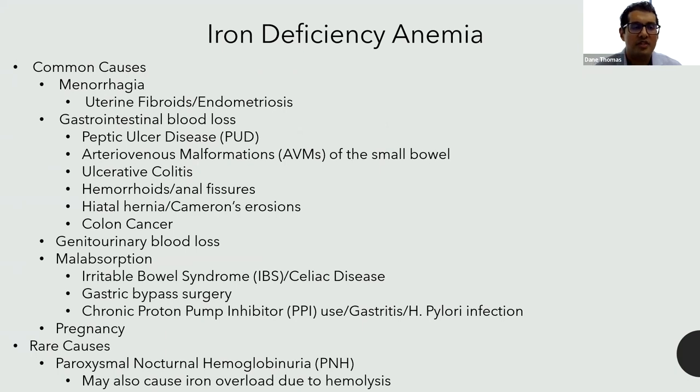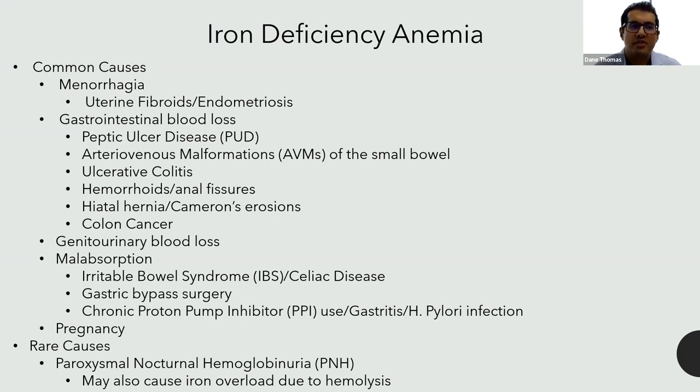Common causes of iron deficiency are many. First one that's mentioned here is menorrhagia, which can be secondary to uterine fibroids or endometriosis. Gastrointestinal blood loss, which can be secondary to multiple different medical issues, including peptic ulcer disease, arteriovenous malformations or AVMs of the small bowel, ulcerative colitis, bleeding hemorrhoids or anal fissures, Cameron's erosions from hiatal hernia, and last but not least, colon cancer. Genitourinary blood loss can also cause iron deficiency.